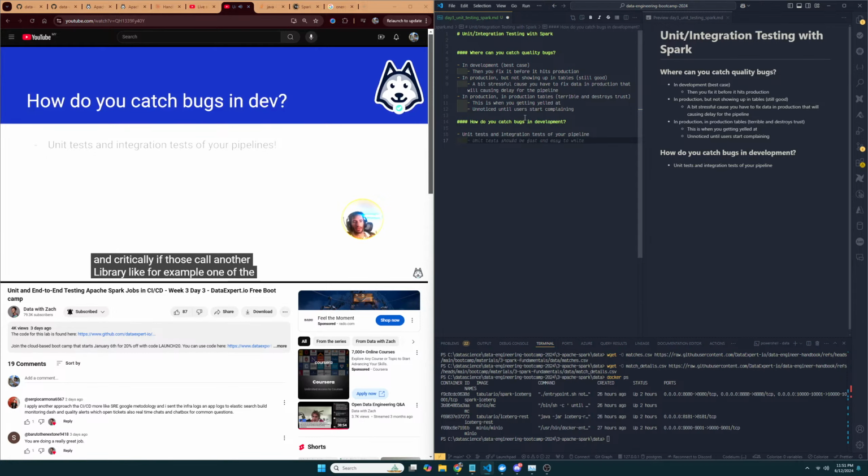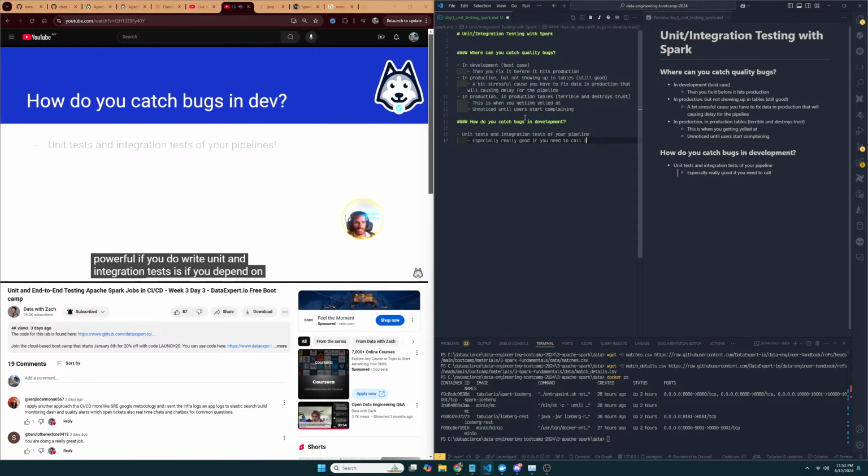Like for example, one of the things for me when I was working in pricing and availability at Airbnb is I had to integrate with the pricing and availability libraries that Airbnb used. And so my pipelines would need to call those pricing libraries, but they can edit, right? I'm not in control of those libraries, and the team that is in control of those libraries can change them.